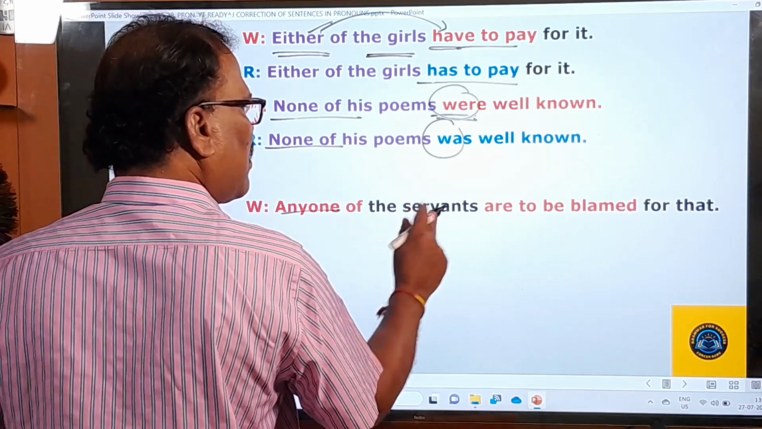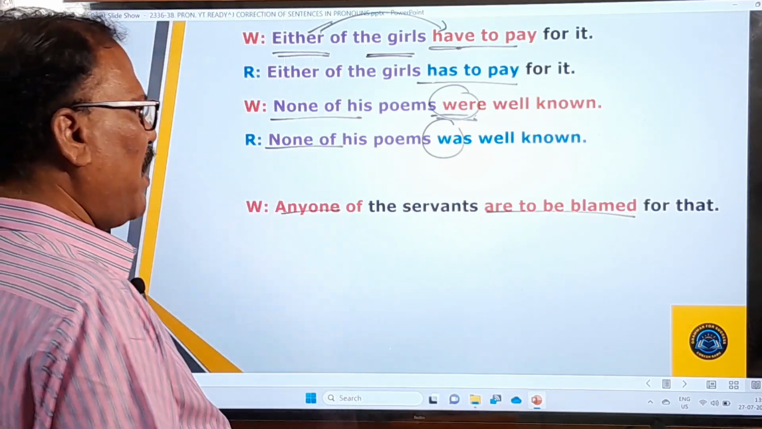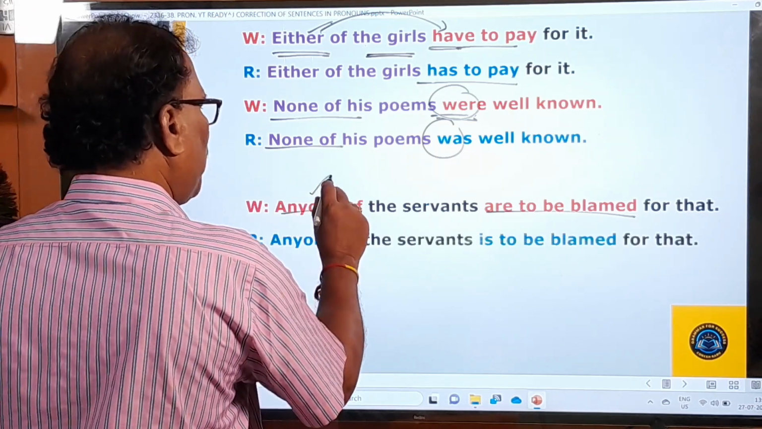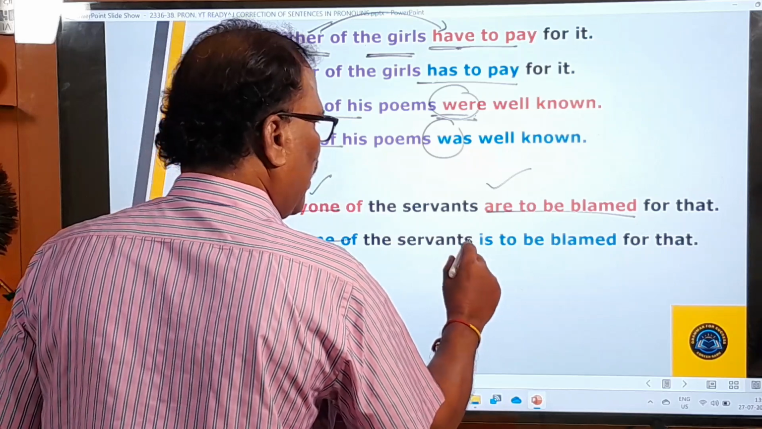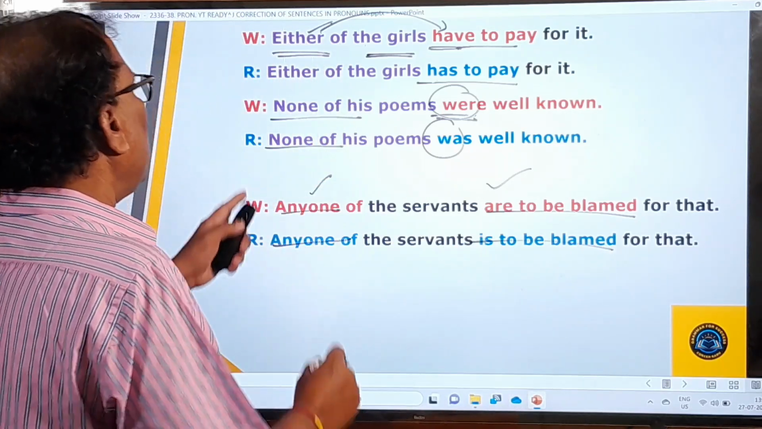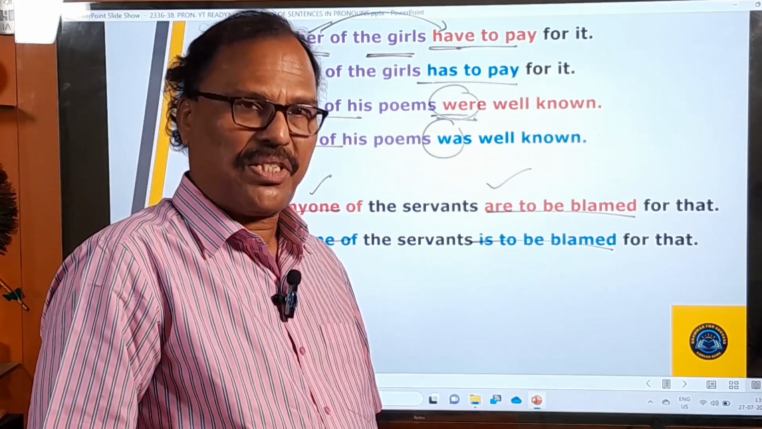Right. And the last example is given here. Any one of the servants are to be blamed for that. Any one of is a singular subject. So a singular verb must be there after that. Any one of the servants is to be blamed. Please note, this is a very, very important rule from the competitive examination point of view.